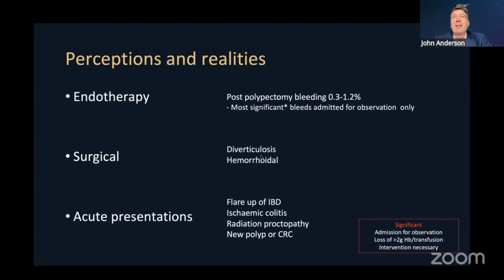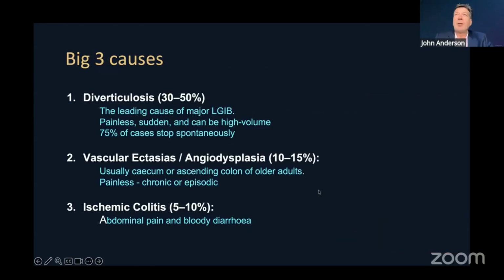What they're usually saying is, can you assess the severity? I find ischemic colitis very rare, radiation proctopathy very, very common. And new polyps or colorectal cancers do present like this, but very, very rarely. Oops, where are we going? Here we go. Now, when I looked up, they said there's 3 big causes, and these were the 3 causes.